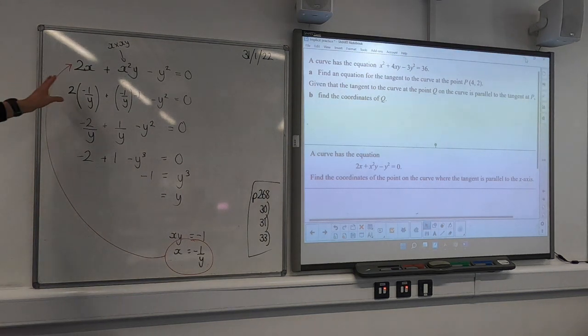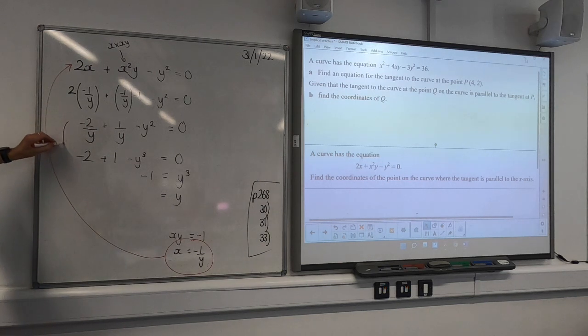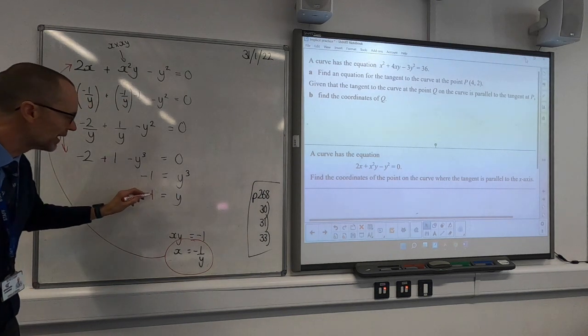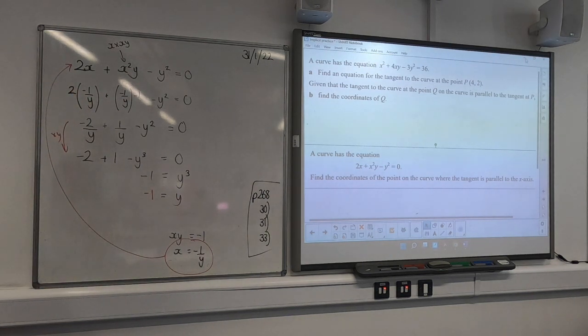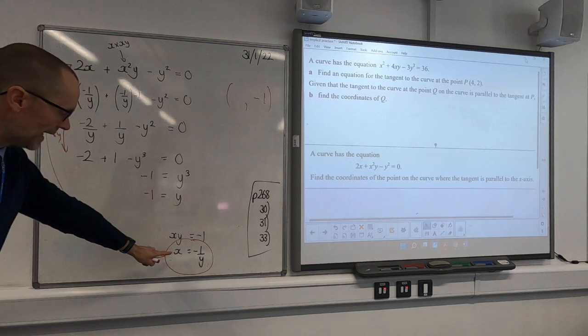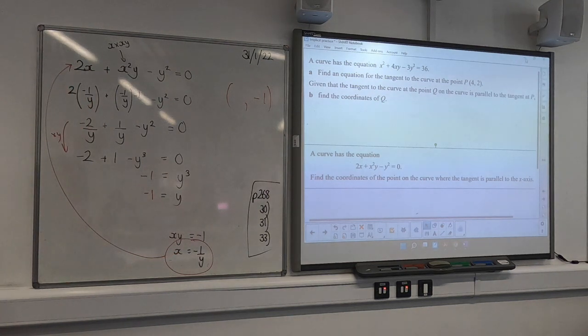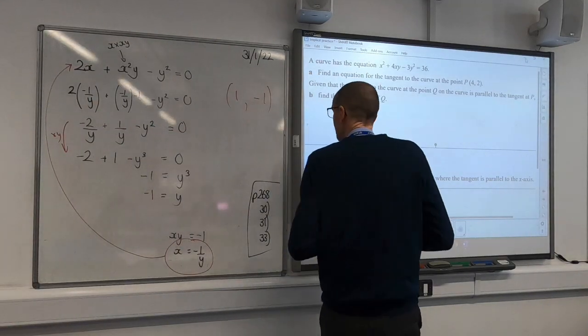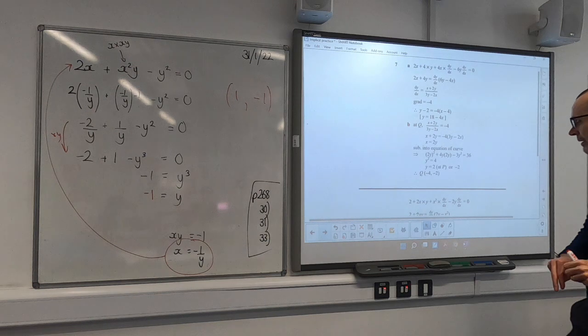So it looks horrible, I multiply by y, and it looks nice. The nice thing about cube rooting, of course, is there is only one answer. You haven't got to worry about plus or minus. So I've got my y value at this point. x is minus 1 over y, so minus 1 over minus 1 is plus 1.